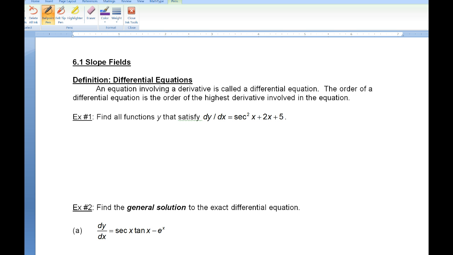So, differential equations. Basically, we've worked with differential equations before. Any equation involving a derivative is a differential equation. So here is our first example. Let's say we start with secant squared x plus 2x plus 5.